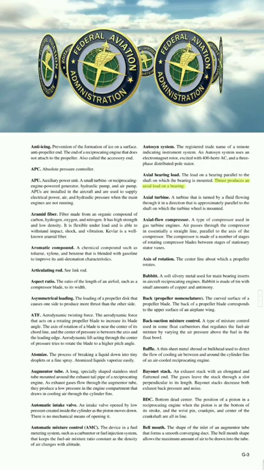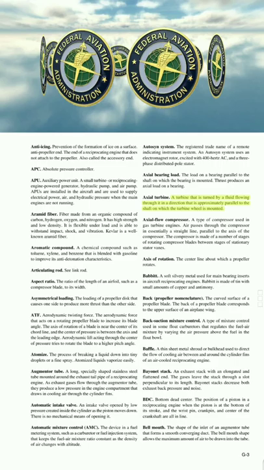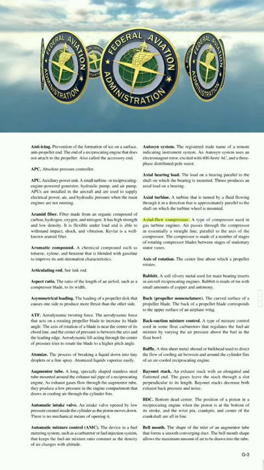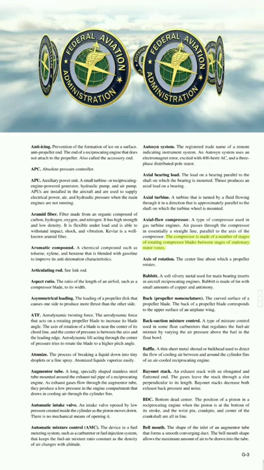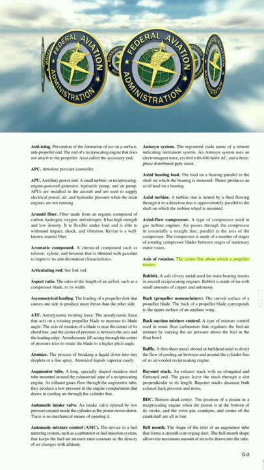Axial turbine. A turbine that is turned by a fluid flowing through it in a direction that is approximately parallel to the shaft on which the turbine wheel is mounted. Axial flow compressor. A type of compressor used in gas turbine engines. Air passes through the compressor in essentially a straight line, parallel to the axis of the compressor. The compressor is made of a number of stages of rotating compressor blades between stages of stationary stator vanes. Axis of rotation. The center line about which a propeller rotates.